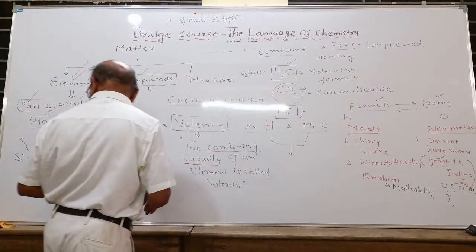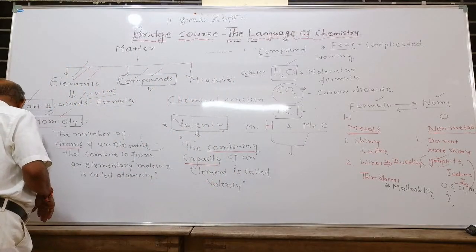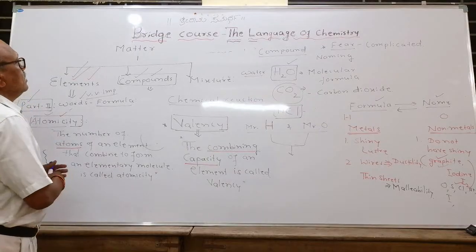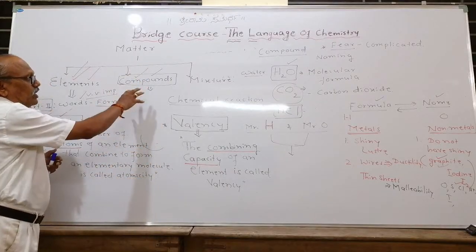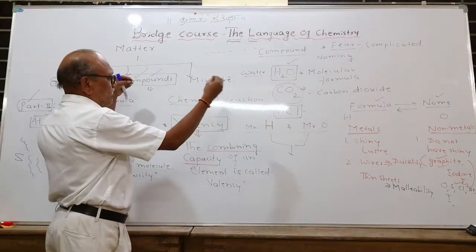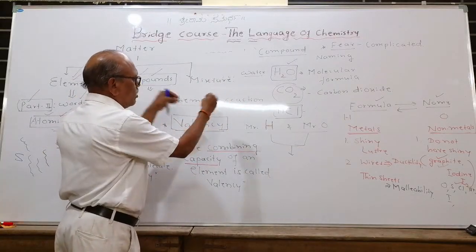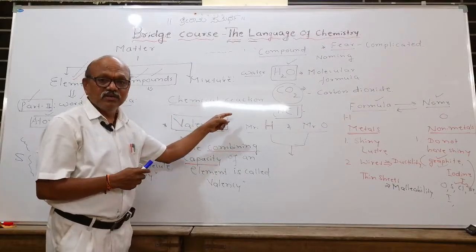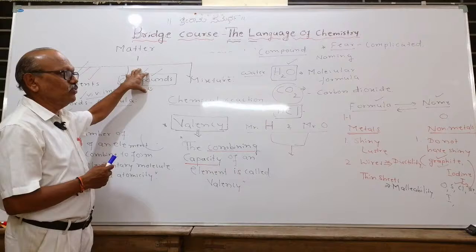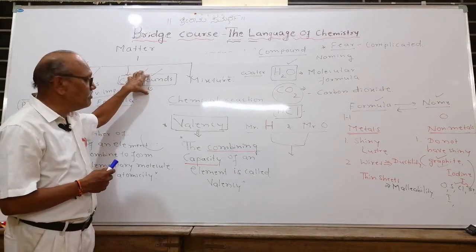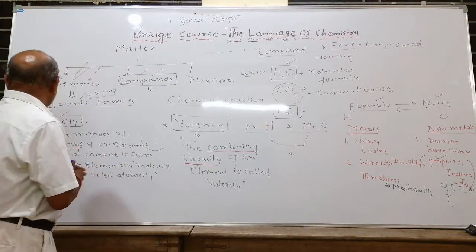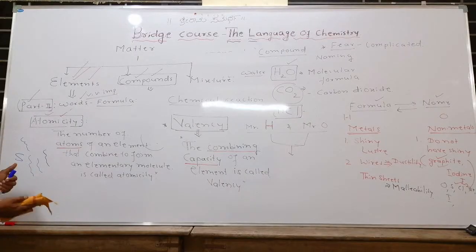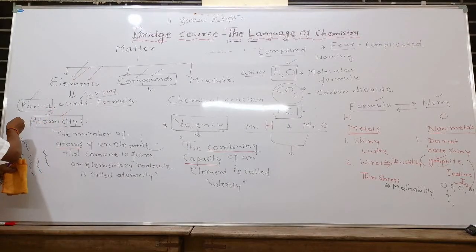So in the yesterday class, we were learning about the classification of matter, the compound. In compounds, we are talking about how the compounds are formed. Compounds are formed by chemical combination of two or more elements in a definite proportion by mass. We can define compound as the pure substance formed by chemical combination of two or more elements in a definite proportion by mass. Right?